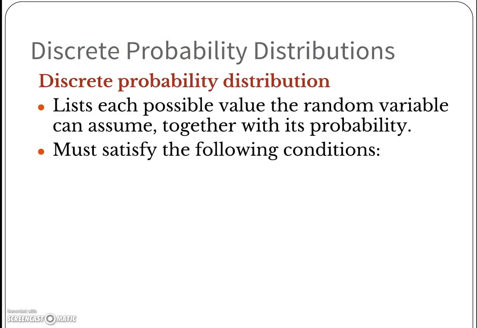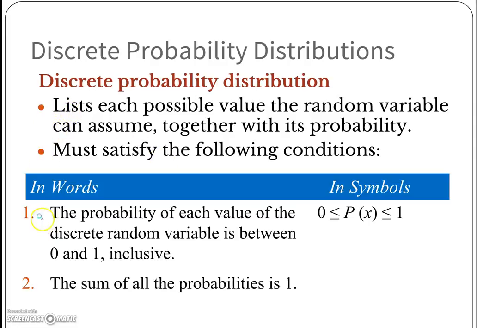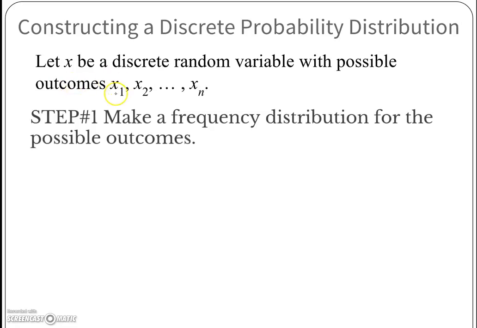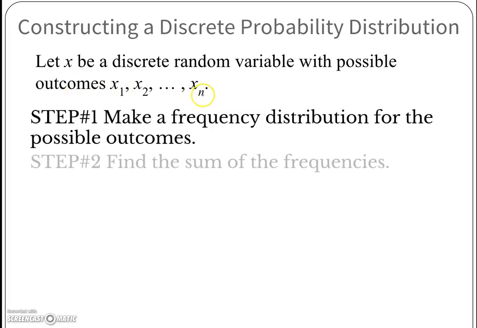So for a discrete probability distribution, we're going to list each possible value the random variable can assume together with its probability, and it needs to satisfy these conditions. The probability of each value is going to be between 0 and 1, including 0 and 1, and the sum of all the probabilities equals 1. So we have them in words and we have notations. Probabilities being between 0 and 1, that was just something that we had before. Here we're having that the sum of all probabilities equals 1. So x is the discrete random variable, and we have these n different outcomes.